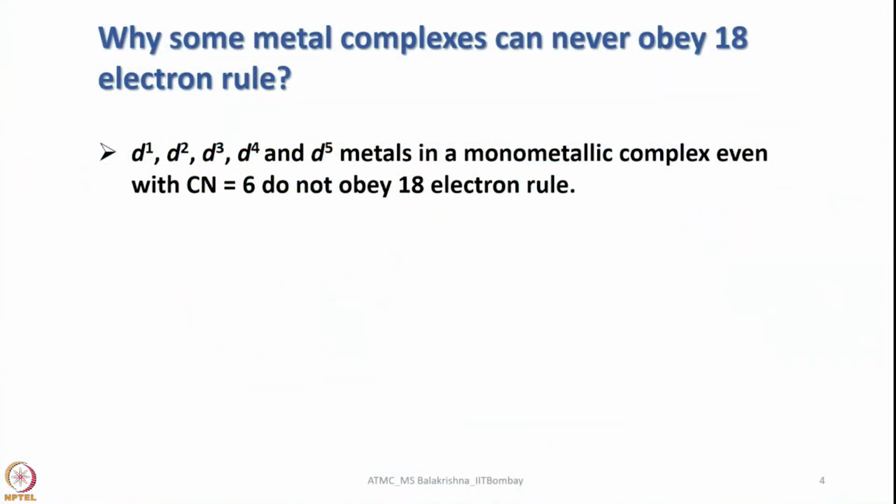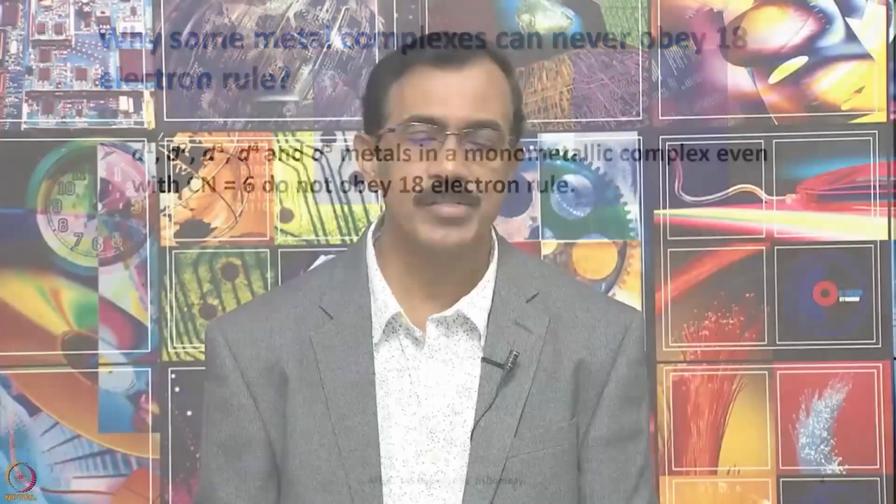That means the metals having an electronic configuration of d1, d2, d3, d4 and d5, with monometallic complex formation, even with coordination number 6, can never obey the 18 electron rule, because we will be having fewer electrons within the metal itself prior to the complex formation.